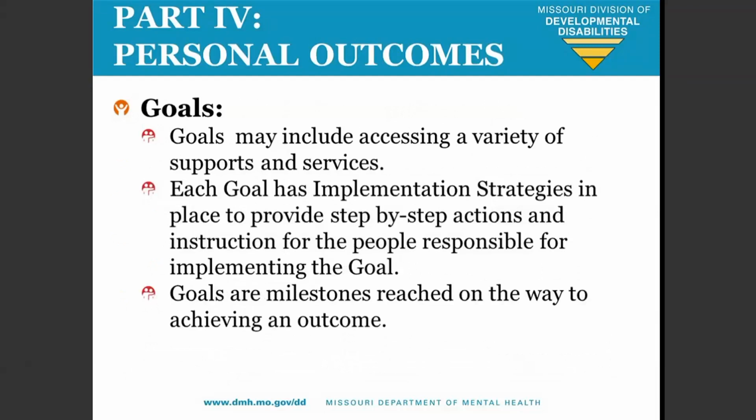When developing goals, a variety of integrated supports and services can be assessed, including the person's own assets and strengths, technology, relationships, community resources, and those supports and services that are eligibility specific. Each goal has implementation strategies in place to provide step-by-step actions and instructions for the people responsible for implementing the goal. Goals are milestones reached on the way to achieving an outcome. As the goals are achieved, the person's outcome will be closer to being achieved.